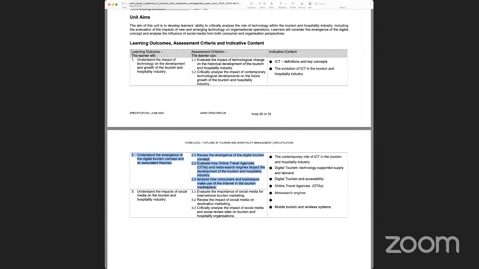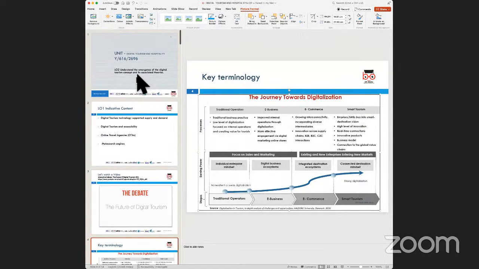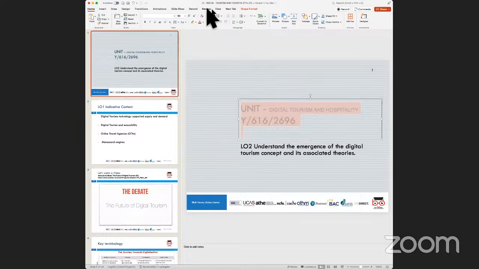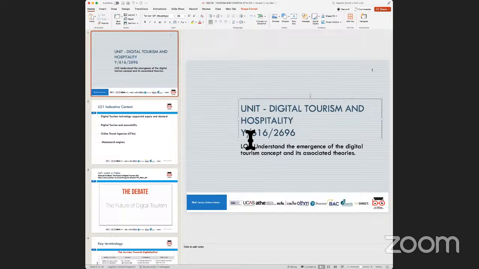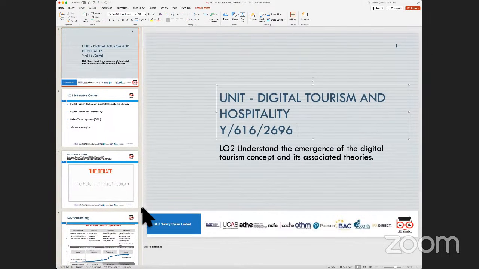Now, in order to discuss Learning Outcome 2, I've got a set of slides that I would take you through, and this would help us cover Learning Outcome 2, which is the emergence of the digital tourism concept and its associated theories. Now, let's look at a couple of things before we go into more details. We will look at the overview of the learning outcome, and then we will also discuss a couple of things related to key concepts and theories, before we go into the assessment criteria.